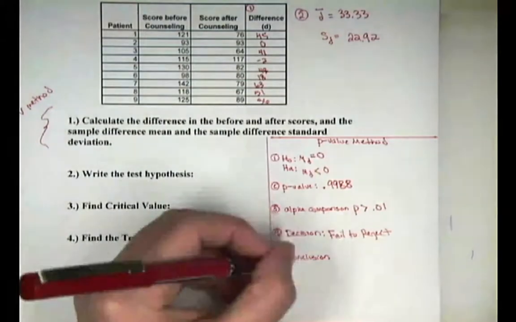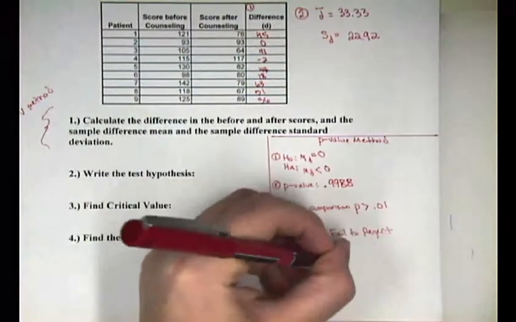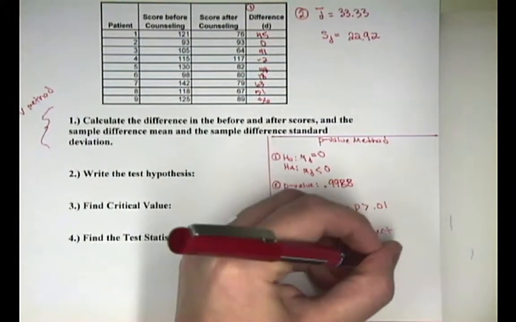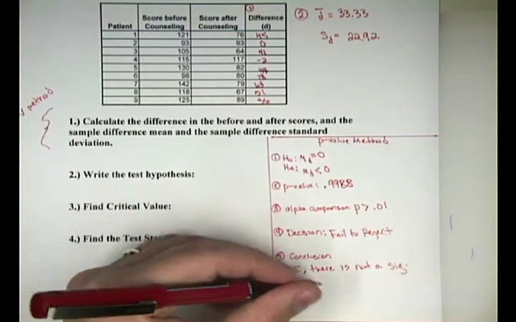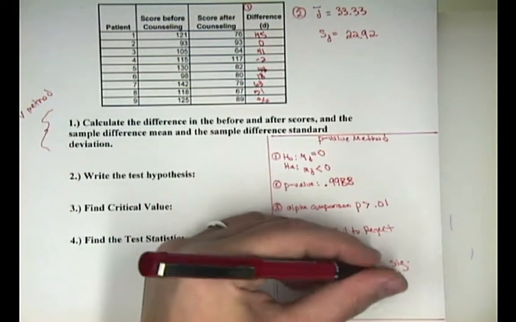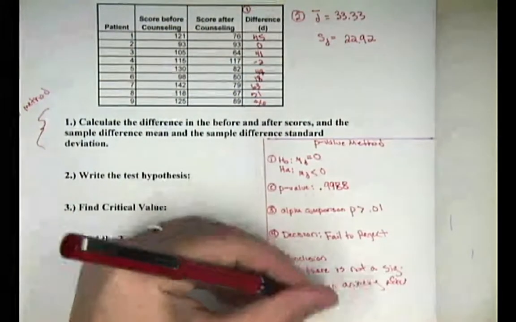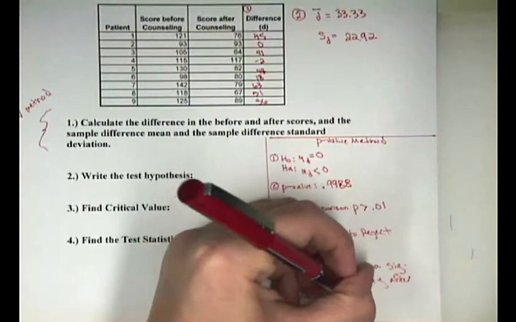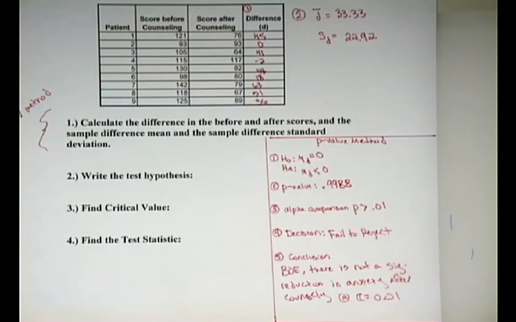Then we're going to write a conclusion. Based on the evidence, there is not a significant reduction in anxiety after counseling. Of course, we have to say at our alpha level, 0.01. Okay? And that is example 9.1, utilizing the p-value method using our graphing calculators.